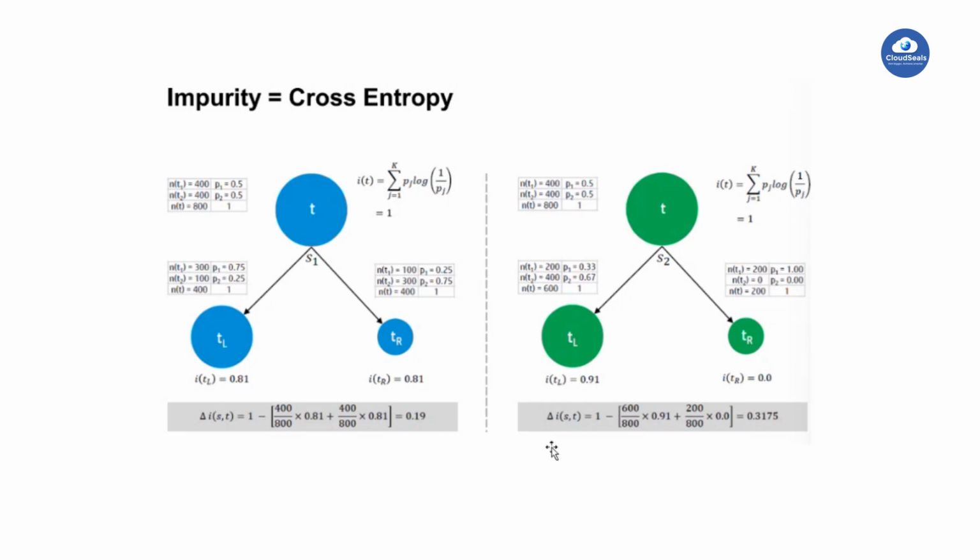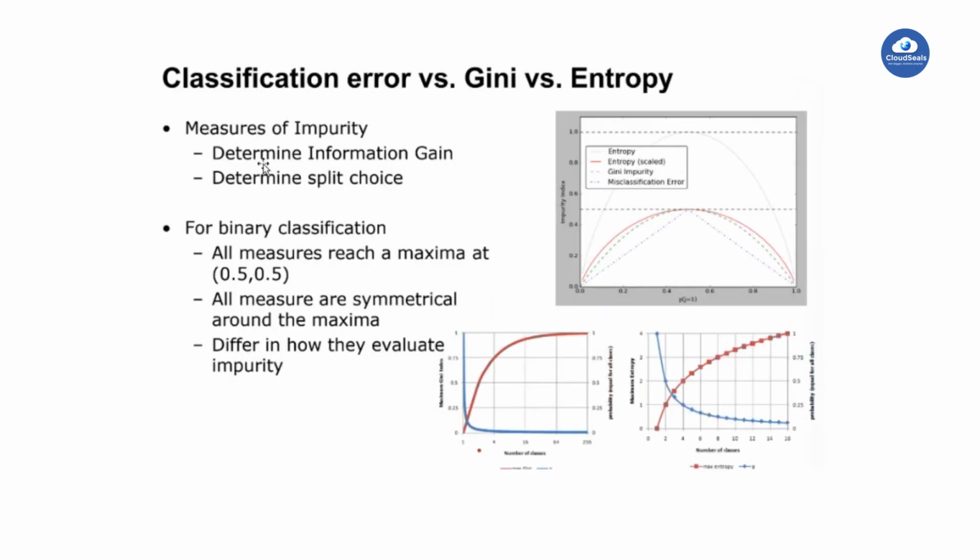Again, same. We calculated the impurity. Here it is, 0.3175. Then let's see how these values will be useful. For the measure of impurity, we have three different algorithms to identify the impurity of the split.